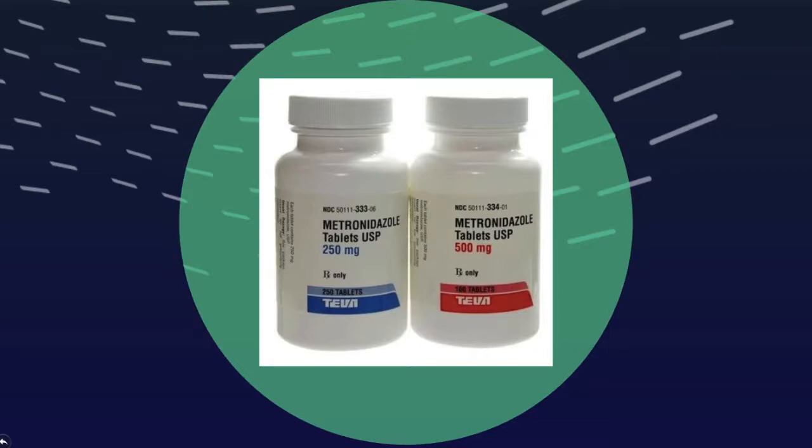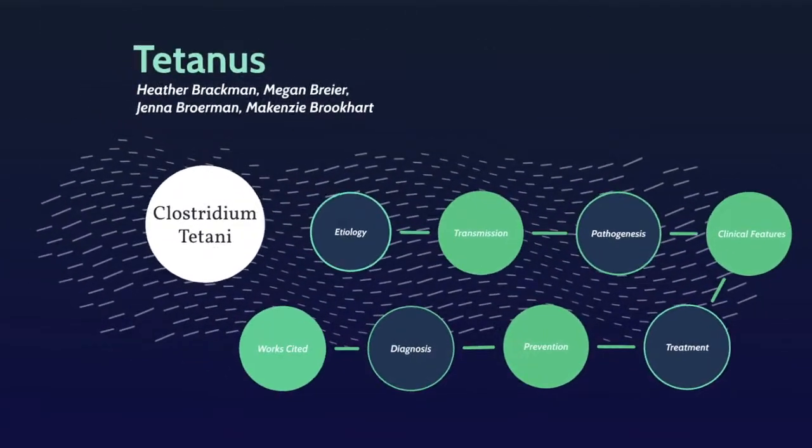The usual dose of oral metronidazole is given in 4 divided doses of about 500 milligrams every 6 hours for 10 to 14 days. If a patient is allergic to metronidazole or has a hard time swallowing pills, they can take penicillin G to treat their tetanus infection.